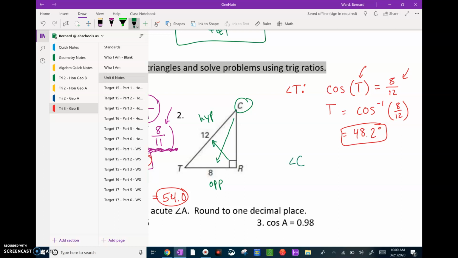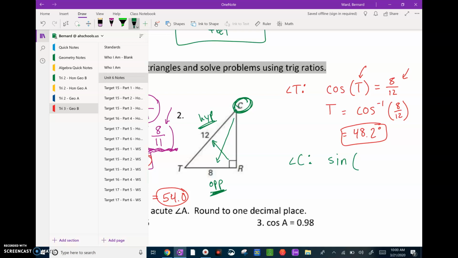We want angle C. To find angle C, we need to use opposite and hypotenuse. That's the sine, and I'm sorry, that is not spelled very well. Oh my goodness, I'm sorry. This is really feeling like real class right now. Let's start over.